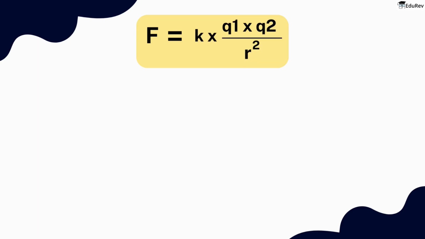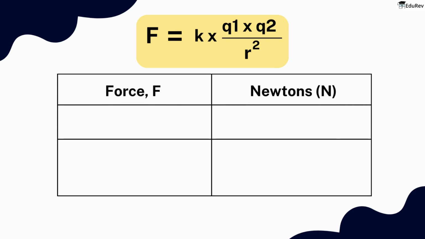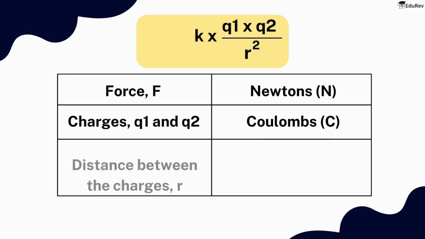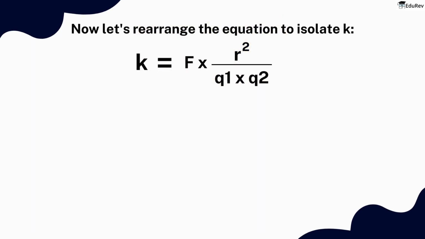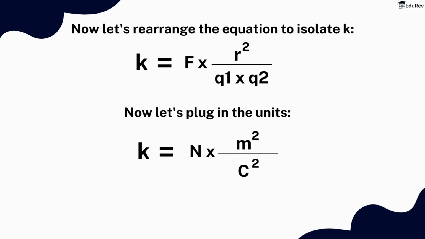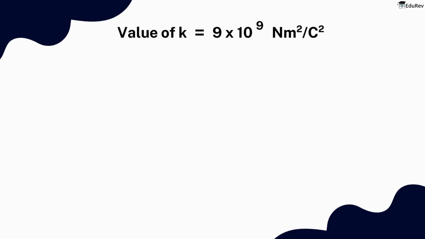The SI unit of K can be easily calculated with this equation. We will first look at the units of each term. Force F is measured in newtons. Charges q1 and q2 are measured in coulombs. Distance between the charges r is measured in meters. Now let's rearrange the equation to isolate K. Now let's plug in the units. So the unit of K is newton meter squared per coulomb squared. Value of K is equal to 9 into 10 to the power 9 newton meter squared per coulomb squared.